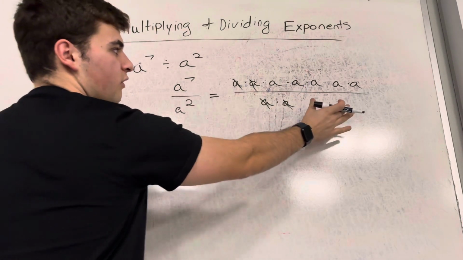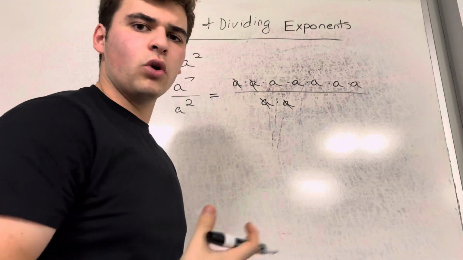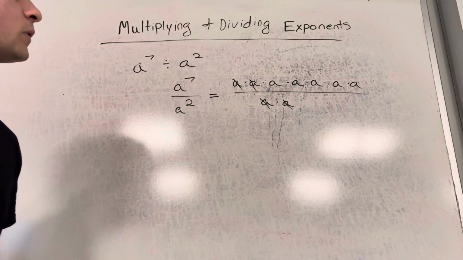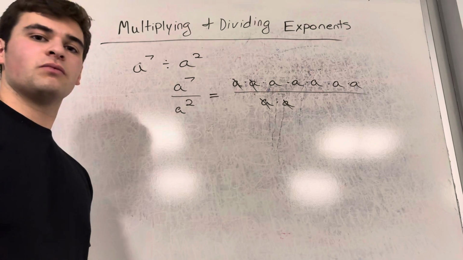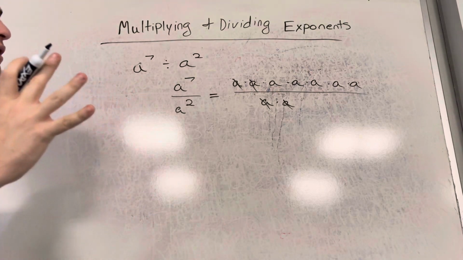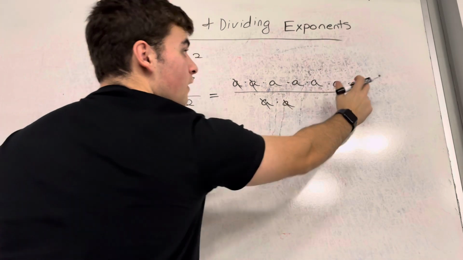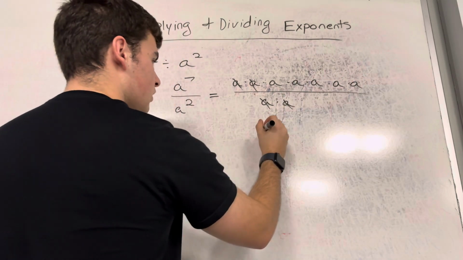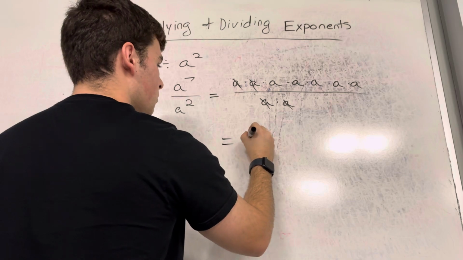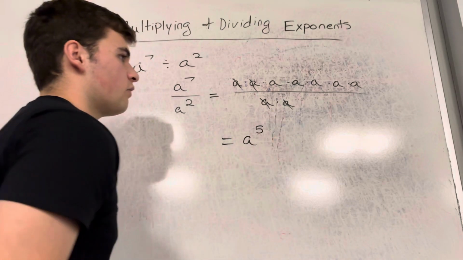And now all we have left is our numerator. And what do we see in our numerator? How many a's? Correct. The answer should be 5. So if we count, we see 1, 2, 3, 4, 5 a's. So that means our final answer here is going to be a to the 5th.